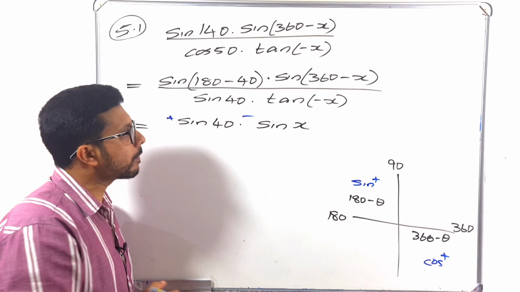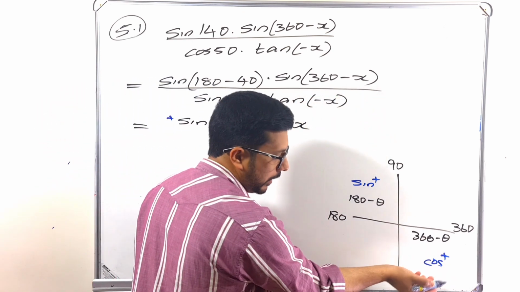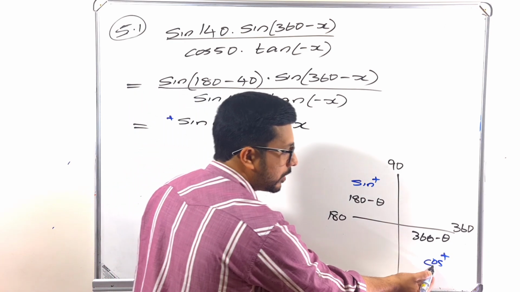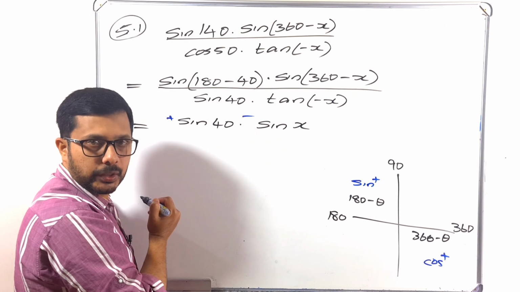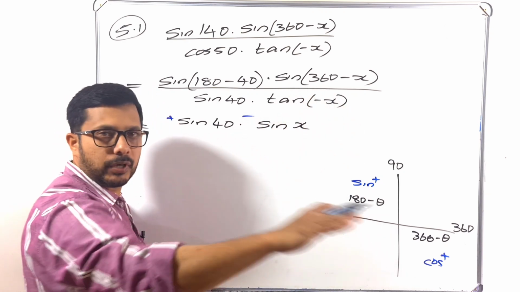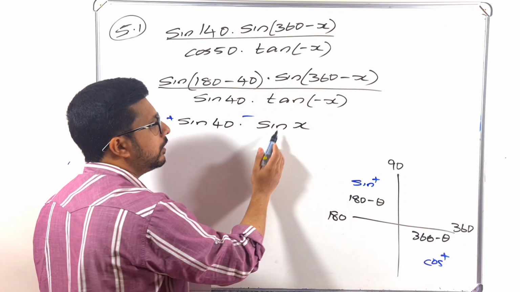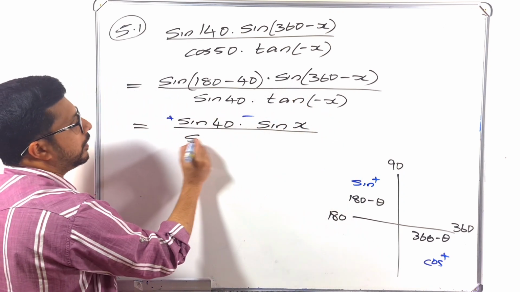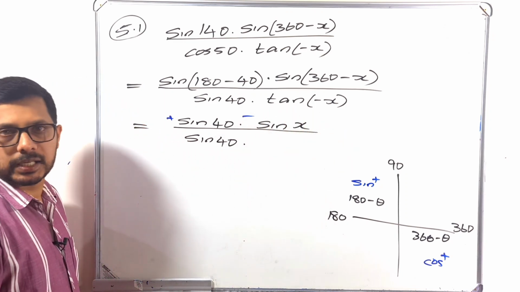Listen once more, guys. 360 minus x is in which quadrant? 360 minus, that means fourth quadrant. Fourth quadrant, what is positive? Cos is positive. Here what? Sine. So it is negative. Then if it is based on 180 or 360, no change in the trigonometry. Here sine, here also sine. Then divided by sine 40 times tan of minus x.